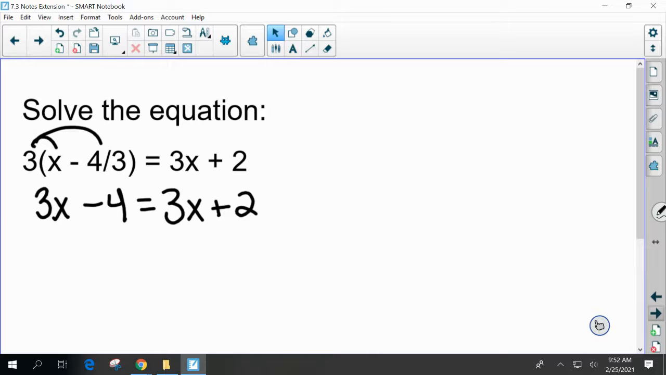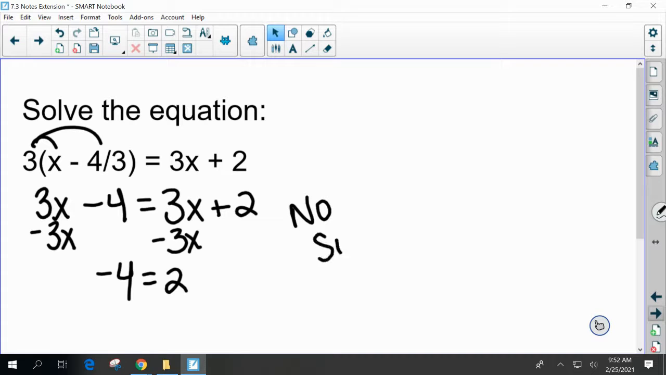Okay, so I would do what next? I don't have any terms to combine on each side. Subtract 3x. So that's going to cancel out all the x's, and I'll have negative 4 equals 2. So that's not true. So this is no solution. We're going to learn another solution, but yes, that happened.